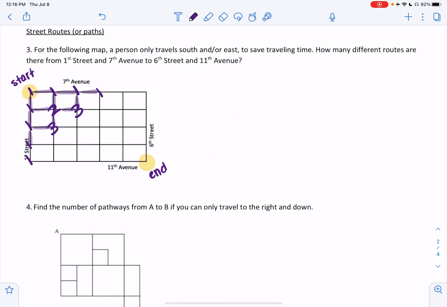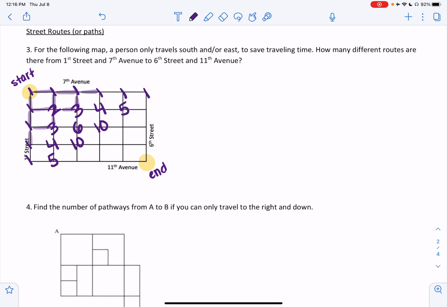So this one's only touching a 1. This corner's touching 3 and 1, so 4. This corner's touching 3 and 3, so 6. This one's touching 3 and 1, so 4. And this one's only touching a 1. Next one, 1 and 4 is 5. 4 plus 6 is 10. 6 plus 4 is 10. 4 plus 1 is 5.